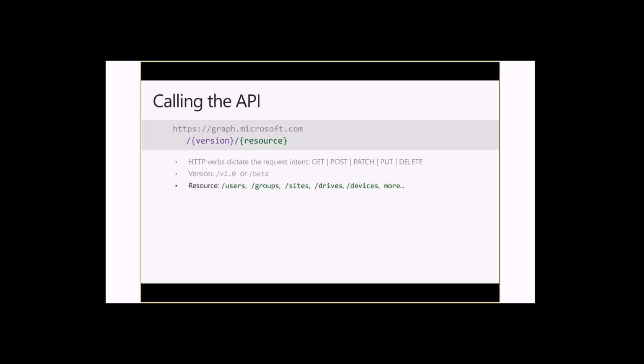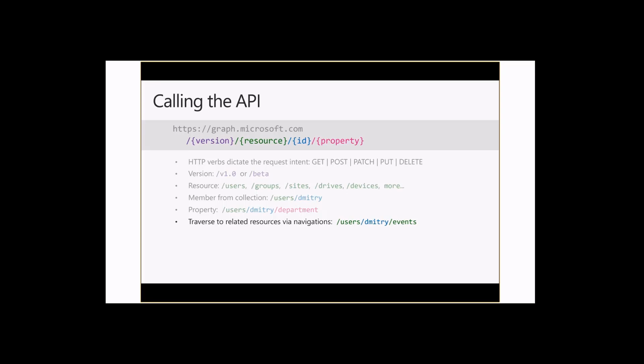We have a set of resources available in the API, like users, groups, sites, drives, and so forth. And then you navigate to members from that collection using a specific identifier for that member. And then you can navigate to properties of that user just by calling segments on the URL. We also have navigation properties, which is a way to traverse to related resources in the API.